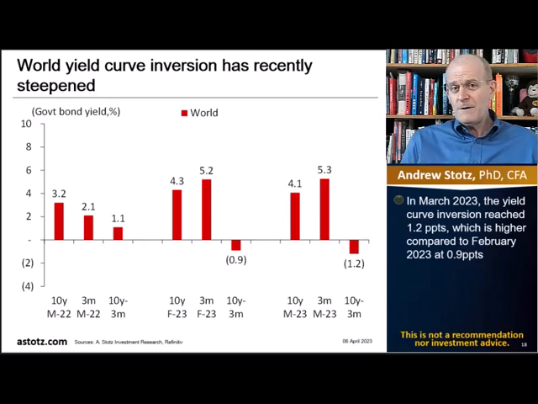Did inversion steepen or get better or worse? In fact, what happened was that the yield curve inversion steepened, meaning short-term rates went higher than long-term rates. And that's mainly because long-term rates fell. Short-term rates went up a little bit. So the inversion is now 1.2% inverted. So let's now break that down by region.